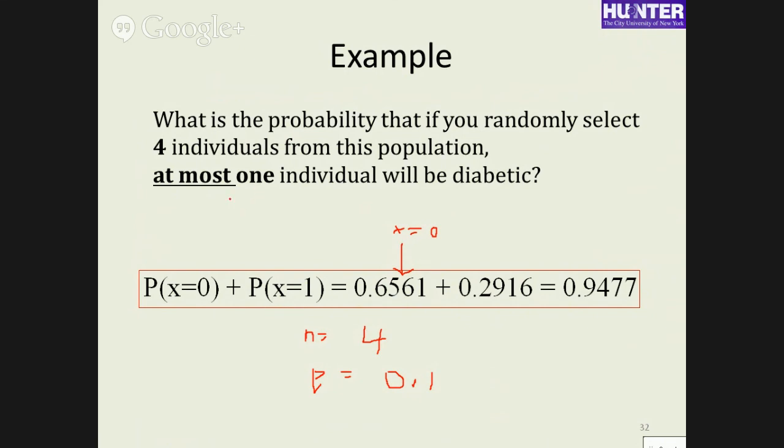And if we want the probability that at most 1 has diabetes, how would you say that in terms of the number of individuals not having diabetes? 4 and 3. Yep, 4 and 3. So x would be 4 and 3. So we would still have n equals 4, but p would be 0.9, and x would be 3 and 4.